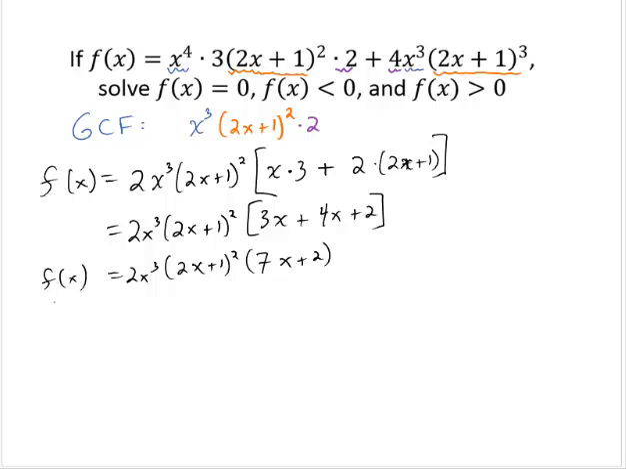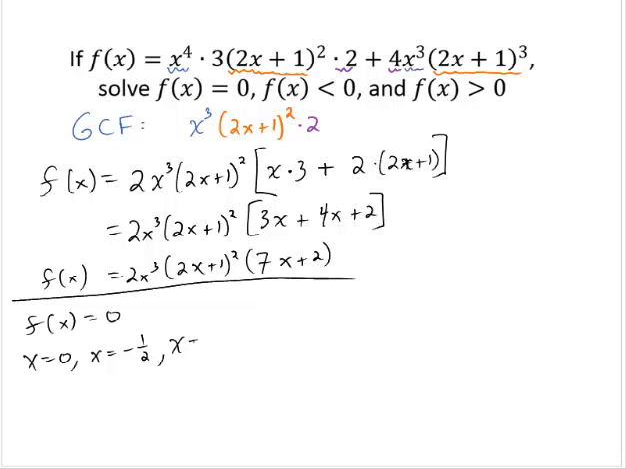So now setting that equal to 0, f of x equals 0, that would only be true if x is equal to 0 from the x cubed factor, x is equal to negative 1/2 from the 2x plus 1 factor, and x is equal to negative 2/7 from the 7x plus 2 factor.